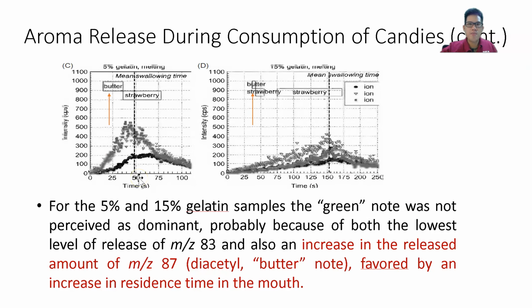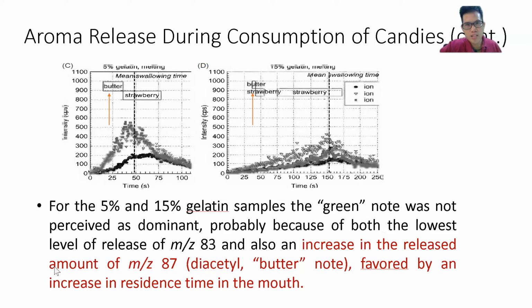If you look at 5% and 15%, you can see that they start to perceive the butter flavor. As you chew a bit longer and allow the candy to be in your mouth longer, you slowly release all the flavors, and then the butter flavor will overpower the green and the strawberry flavors. So you actually taste the butter flavor first before the green and the strawberry flavors.